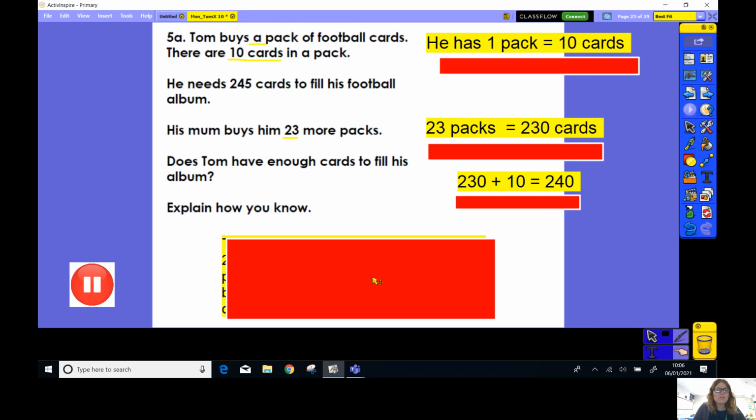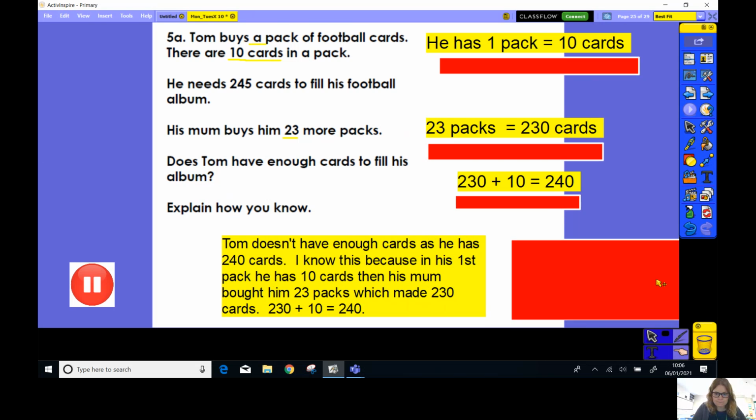Well done. Let's see if your answer looks like my answer. Tom doesn't have enough cards as he has 240 cards. I know this because in his first pack he has 10 cards, then his mum bought him 23 packs which made 230 cards. 230 add 10 equals 240.